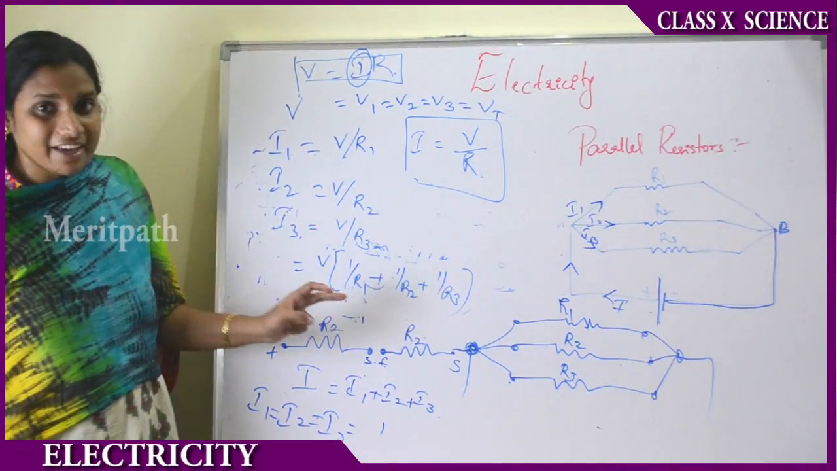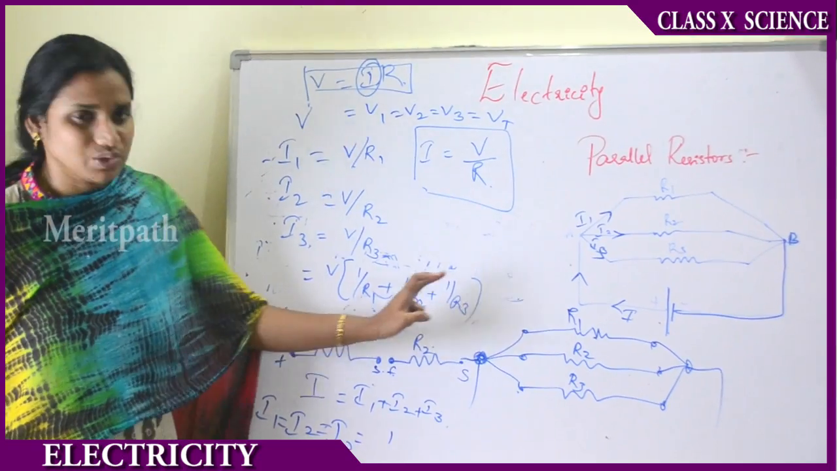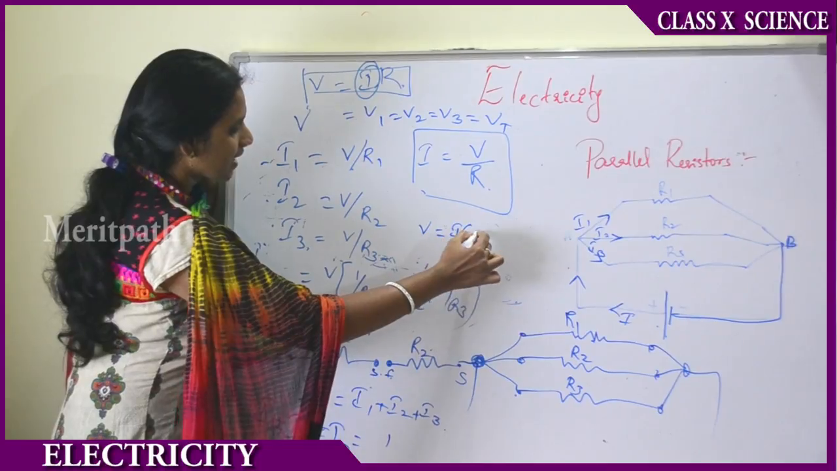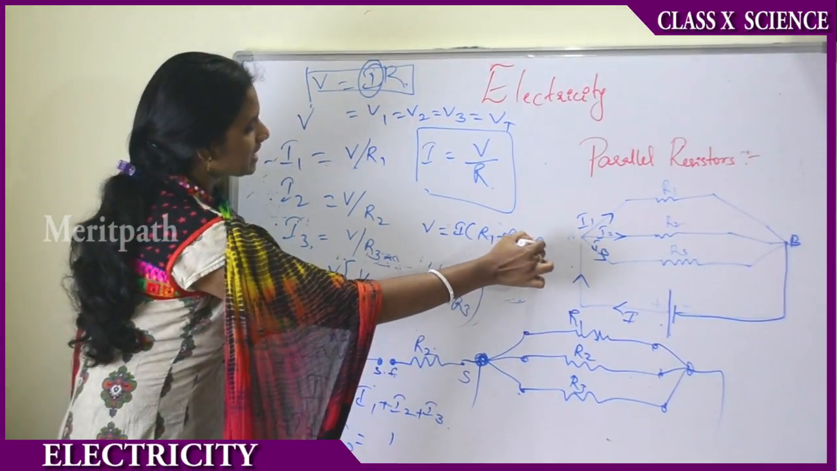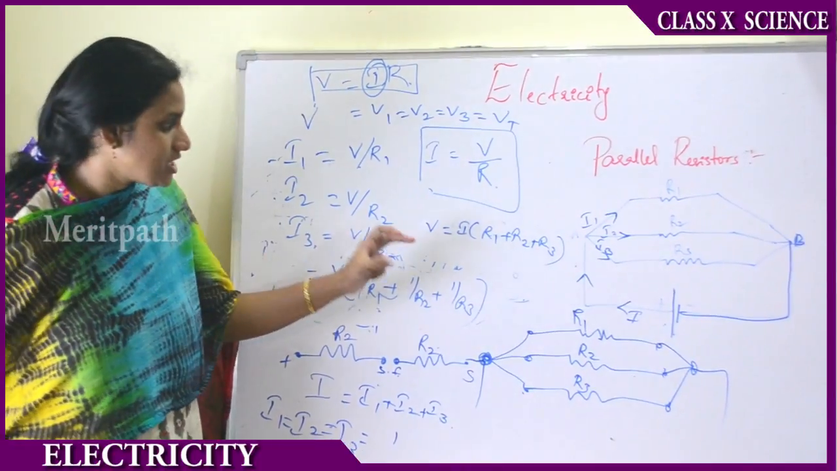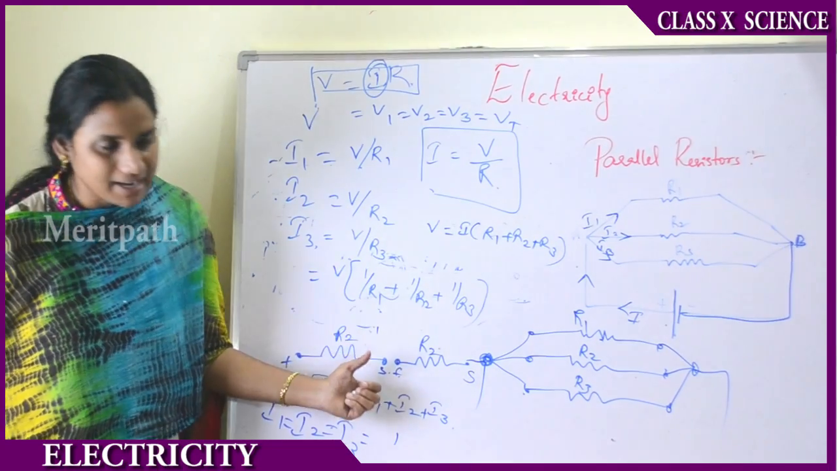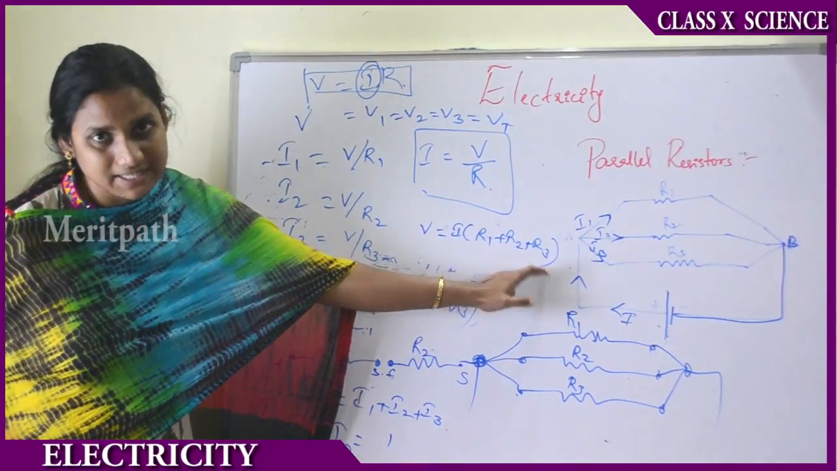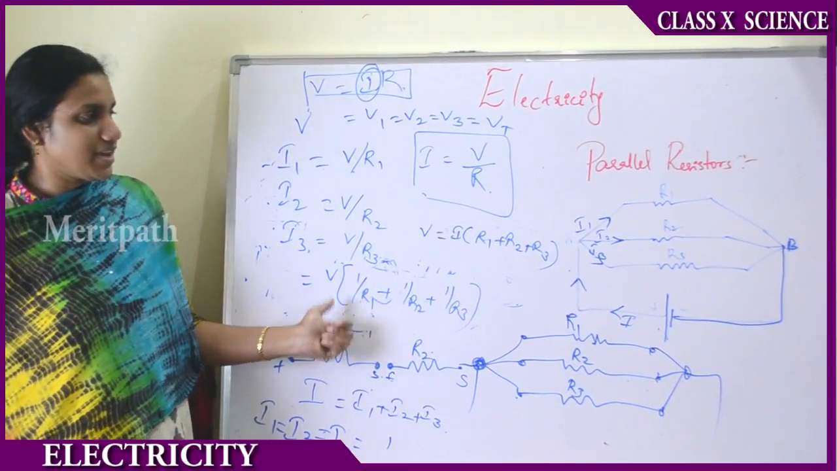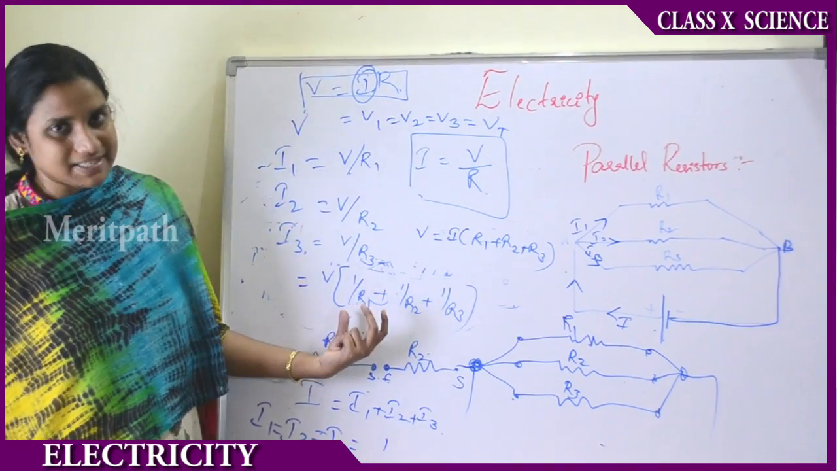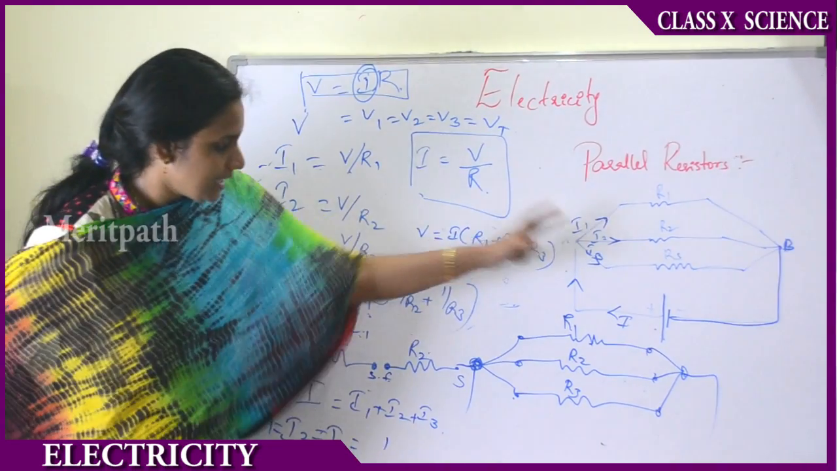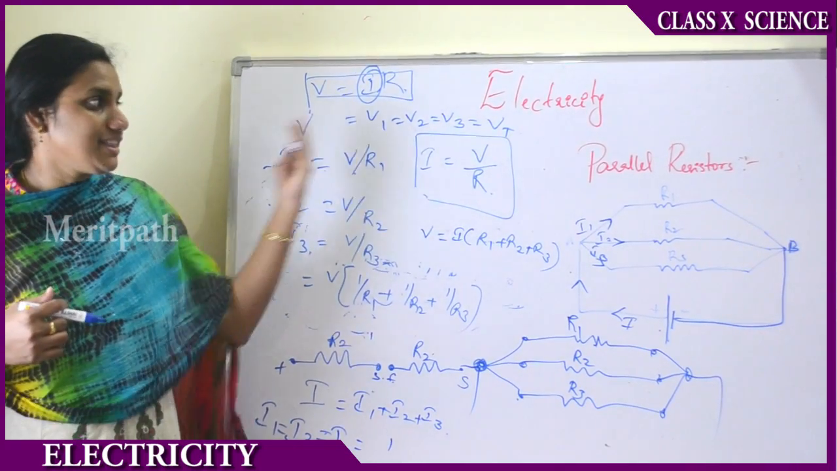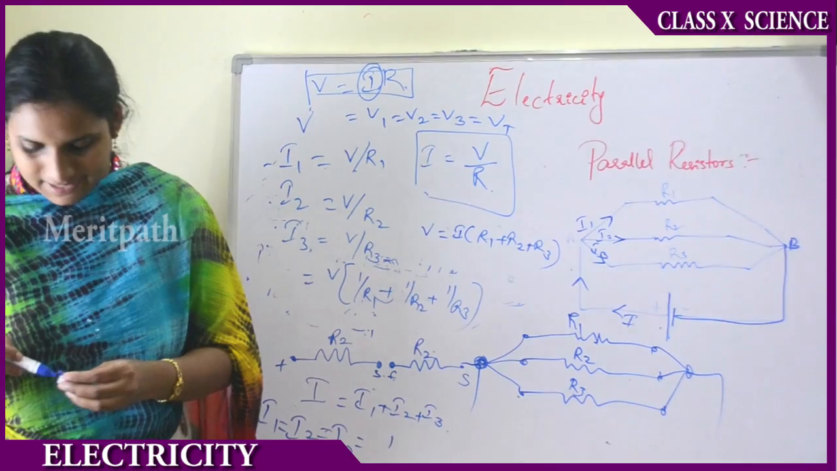I hope you can see here we are taking the LCM of R1, R2, R3. But while coming to series resistance, we have taken the summation of the resistances. That is the major difference between series resistors and parallel resistors. In series resistors, we take the summation of the resistances. In parallel resistors, we take the LCM of those resistors. Hope you get the difference. Now we will differentiate parallel and series resistors with the help of a tabular column.